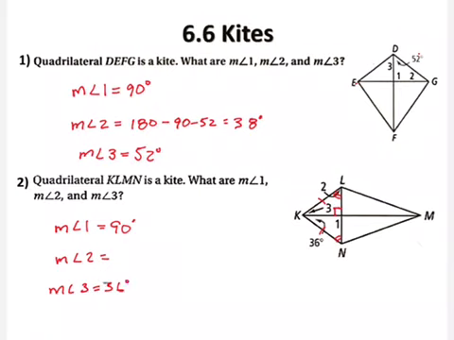So to find angle 2, like I was saying, we're going to take 180 minus 90 minus 36, and that's going to give us the measure of angle 2 to be 54 degrees.